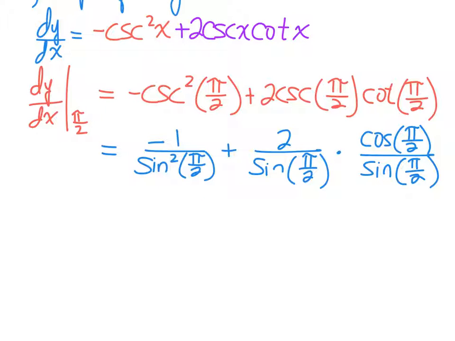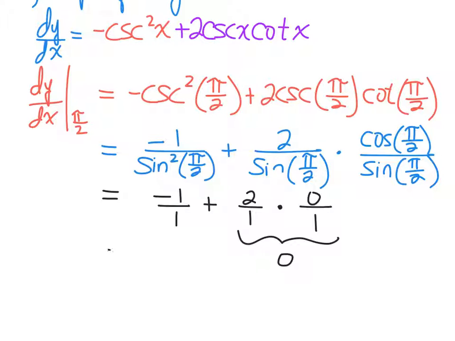All right. So when we put it like this, hopefully it's a little bit more obvious. Because the sine of pi over 2 is equal to what? 1. So negative 1 over 1 plus 2 over 1 times something over 1. What's the cosine of pi over 2? 0. All right, so this whole second part here zeroes out. Negative 1 plus 0 equals negative 1.